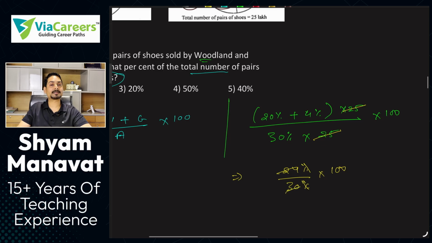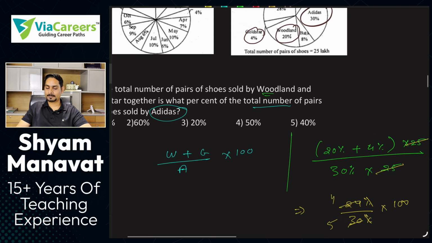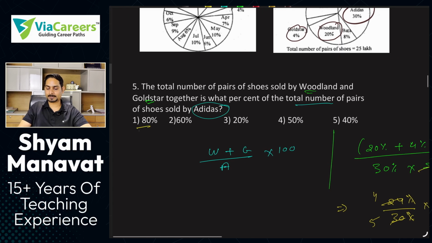24, if you cancel by 3, 8s are 24, or you can cancel by 6, 4s are 24 and this is 6 5s are 30, right? 4 by 5, that's going to be how much? 80%. Correct? So the answer is what? 80%, option number 1. I hope you also got the same answer.